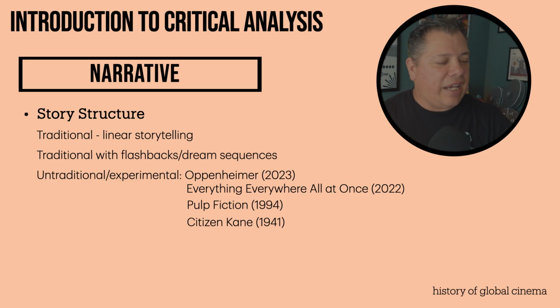Everything Everywhere All at Once: we bounce from different times and different places to different dimensions. It's a very interesting, well thought out film, but that's another film that's untraditional in its storytelling. Pulp Fiction was told non-linearly. We tell little sequences of the movie, and at the end it all makes sense. And then Citizen Kane in 1941 was a film that had a very untraditional, experimental storytelling technique. All right.